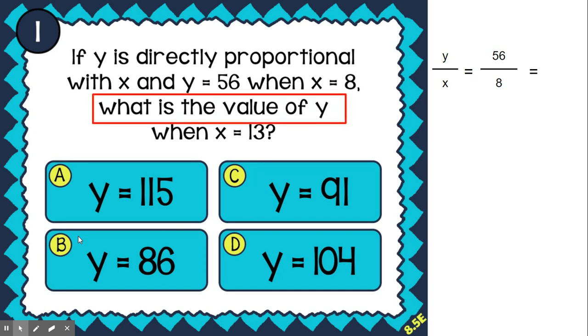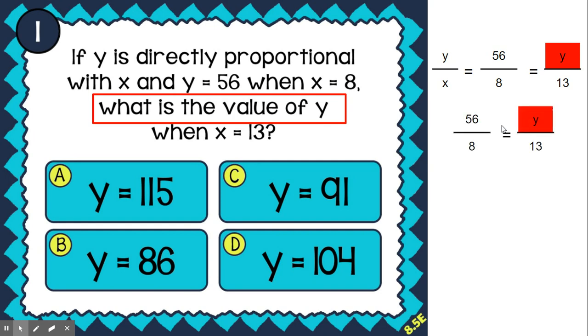It says next, what is the value of y? That means I'm not going to know my numerator, but I do know that x is 13. Again, this right here just matches what I just read. Y was 56, x was 8. What is the value of y? It means I don't know it, but I know that x is 13.